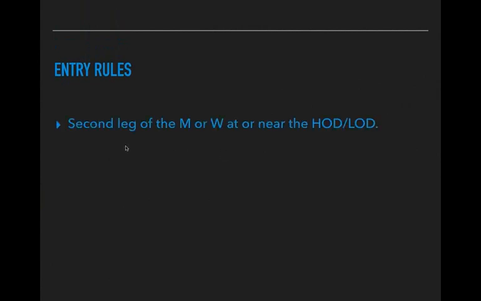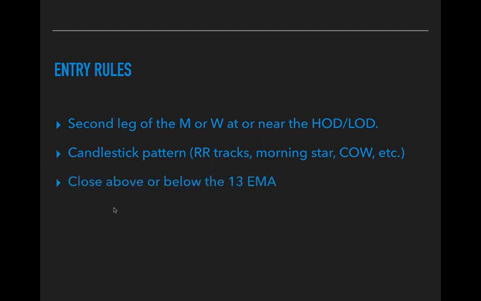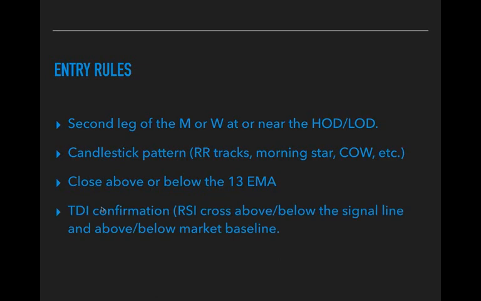We're going to recap our entry rules one more time, just so that you're aware. We're looking for the second leg of the M or the W at or near the high of the day or the low of the day. That's what HOD, LOD are. We're also looking for a candlestick pattern, like a railroad track, morning star, evening star, cord of wood. That's another entry trigger. We're also going to look for a close above or below the 13 EMA on the second leg. And then we're also going to look for TDI confirmation, which means the RSI has to cross above the signal line and also above or below the market baseline.